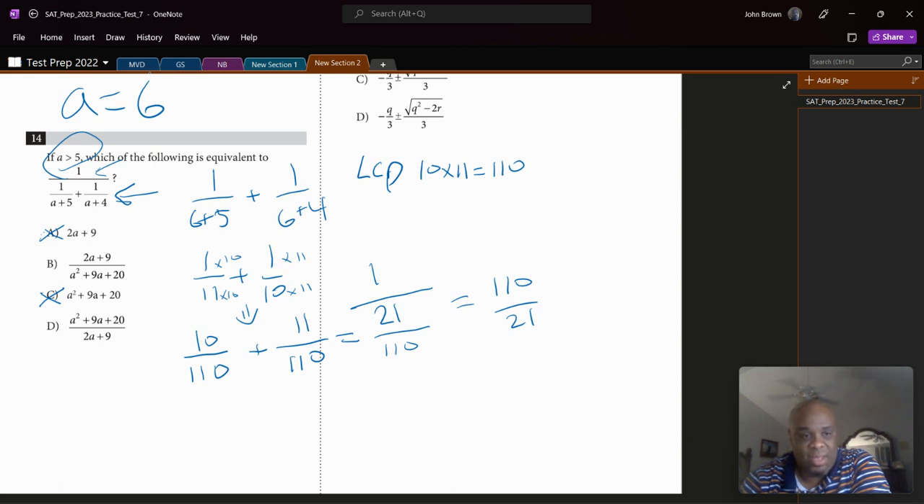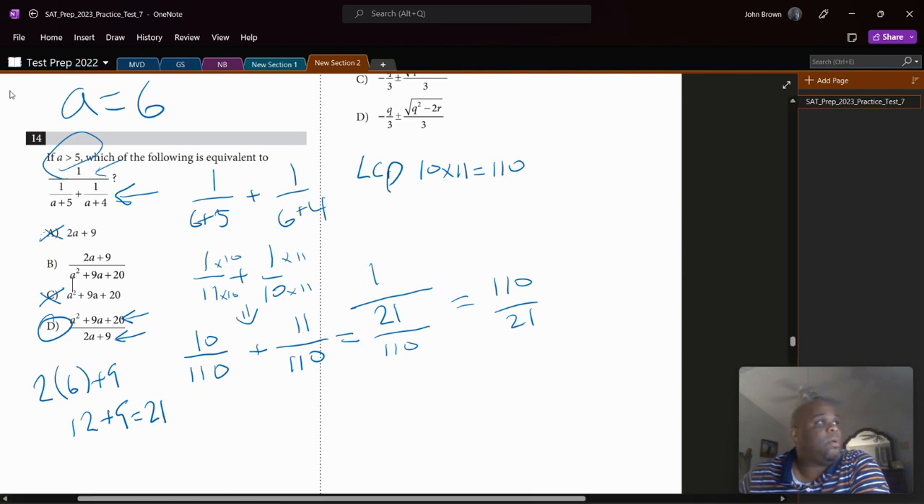So I'm actually going to choose D because I think that if I'm going to square my number, I'm going to get a bigger number on the top, right? And also, just to avoid any potential errors, I'm going to choose the simplest one, 2a plus 9. If 2a plus 9 gives me 21 when a equals 6, then I know I've got the one. 2 times 6 is 12. 12 plus 9 is 21. So I know that D is the right answer there. Does that make sense?